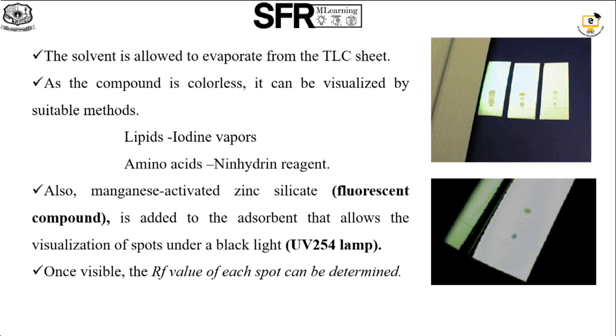The solvent is allowed to evaporate from the TLC sheet. As the components are colorless, they can be visualized by suitable methods. For lipids, use iodine vapor; for amino acids, ninhydrin reagent. Also, manganese-activated zinc silicate, which is a fluorescent compound, is added to the adsorbent, allowing visualization of spots under a black light UV, 254 nm lamp. Once visible, the RF value of each spot can be determined.